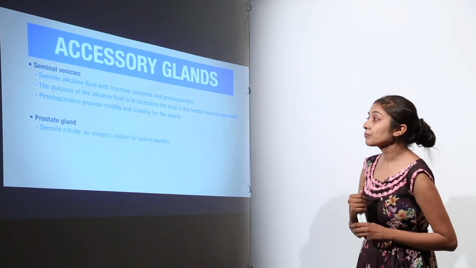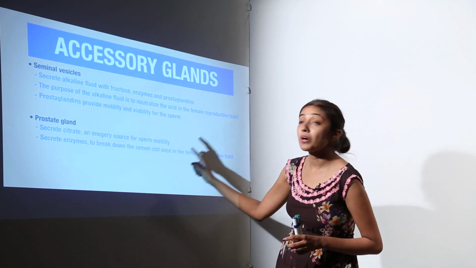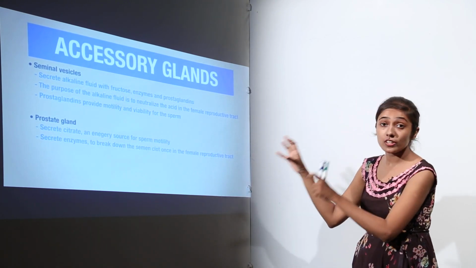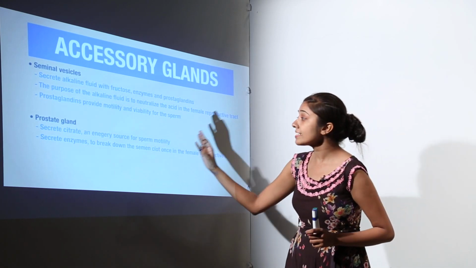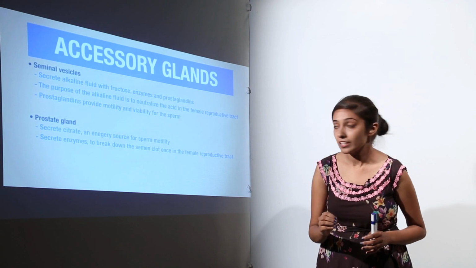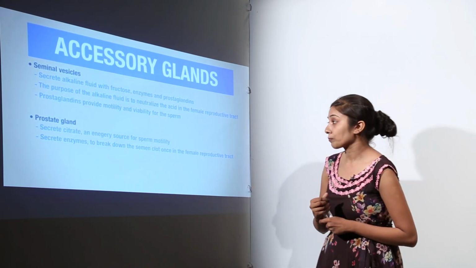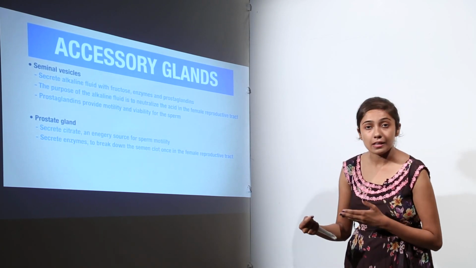The next gland, we have the prostate gland. They secrete citrate, which is an energy source for sperm motility. Remember the functions, they are very important. They also secrete enzymes to break down the semen clot once in the female reproductive tract. So they help the sperms when they enter the female reproductive tract also by secreting certain enzymes.